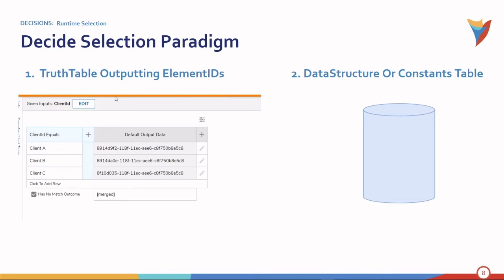Now you want to decide your selection paradigm. So one option would be a truth table, outputting element IDs, which we're going to use in our example here in a few seconds. And then also you can use a data structure or constants table that will output those element IDs.